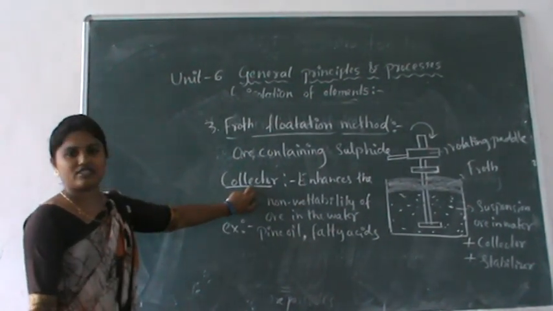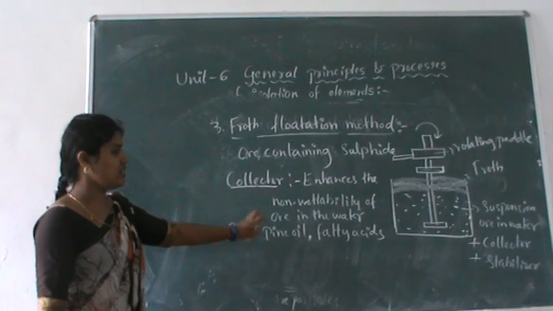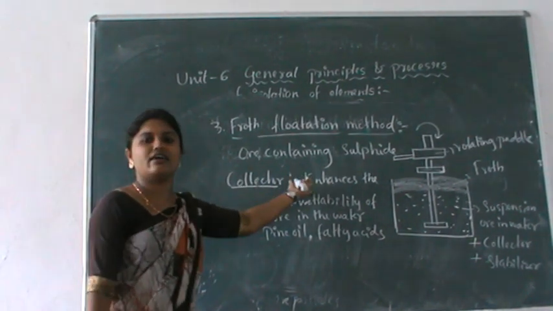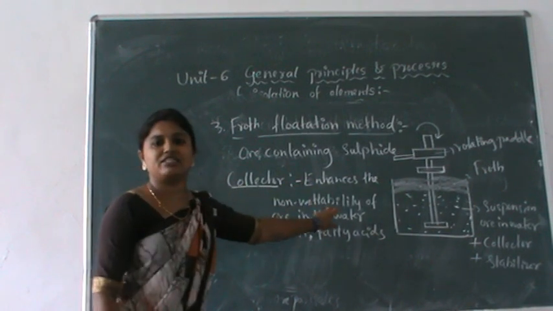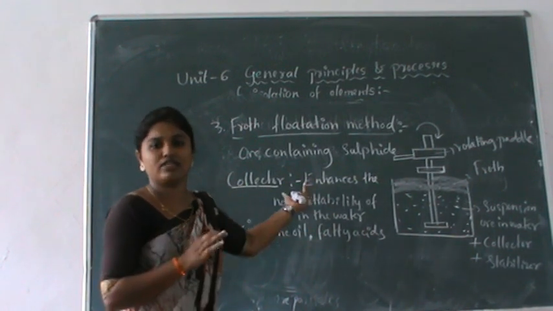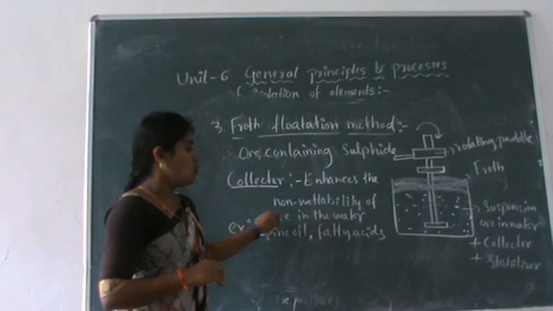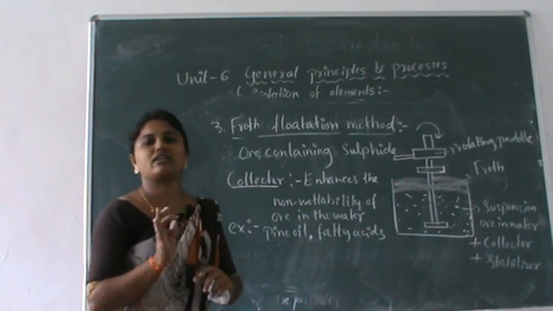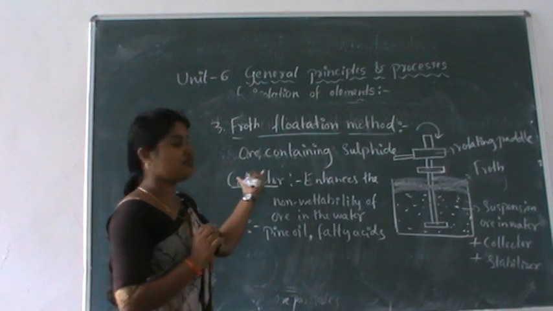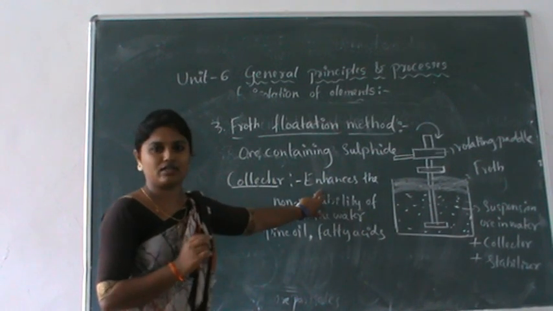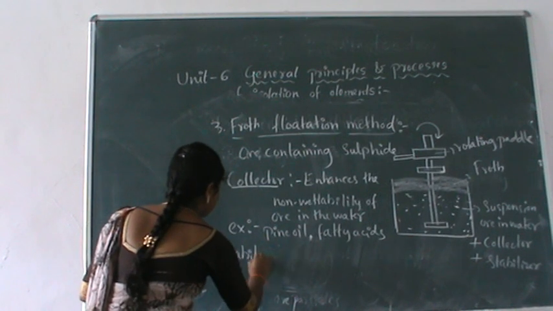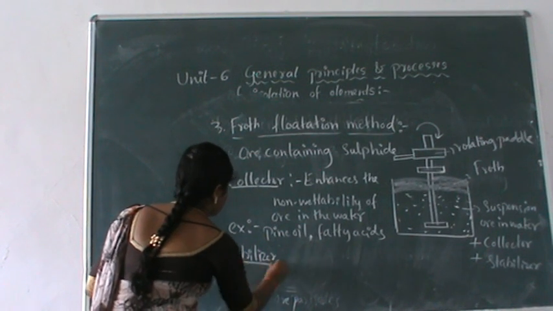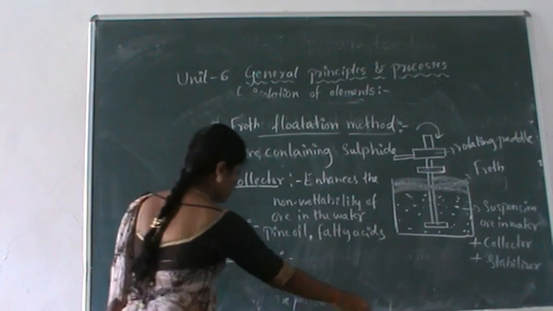What is the role of this collector? Collector ನ ರೋಲ್ ಏನು ಅಂದ್ರೆ which enhances means increases the non-wettability. wet ಆಗೋದು ಅಂತ ಹೇಳಿದ್ರೆ ಏನು? ಒದ್ದೆ ಆಗೋದಲ್ವಾ? That is ore ಏನಾಗಬೇಕು? ವಾಟರ್ ಅಲ್ಲಿ ವೆಟ್ ಆಗಬಾರ್ದು. ಅದಕ್ಕೆ ನಾವೇನು ಮಾಡ್ತೀವಿ? collector ಅನ್ನು ಆಡ್ ಮಾಡ್ತೀವಿ. ಆಯ್ತಾ? ನೆಕ್ಸ್ಟ್ we are adding stabilizer. Stabilizer ಅನ್ನು ಕೂಡ ಆಡ್ ಮಾಡ್ತೇವೆ.